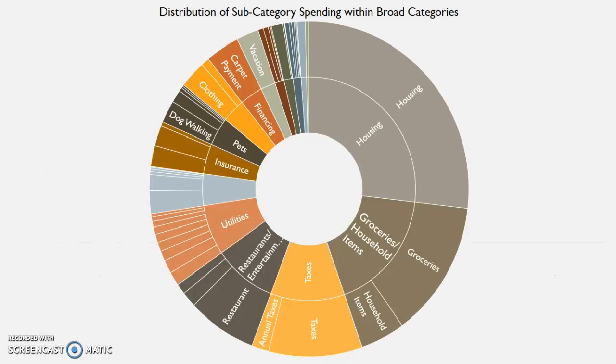So this sunburst chart also looks at the actual amount of subcategory spending within those broad categories. So if you look at the groceries and household items, groceries does take up the majority of that category's spending. And then the restaurants and entertainment, restaurants take up the majority of that category's spending. So by looking at this chart, you're probably thinking, do they do anything else but eat in that family? I can promise you that we do, yes, but we do really love food.